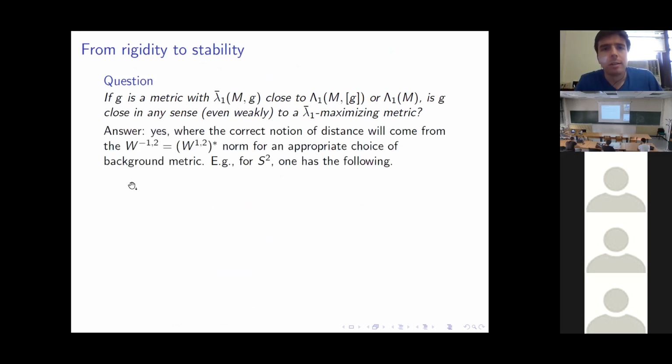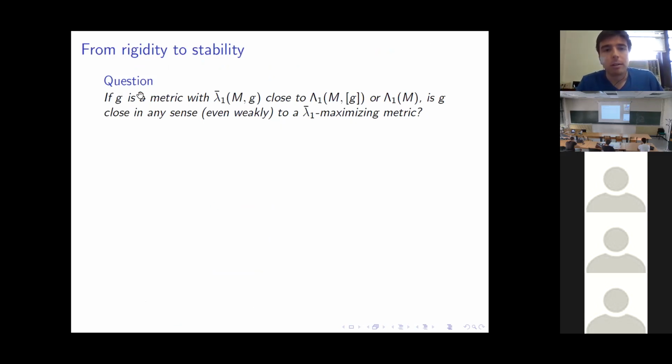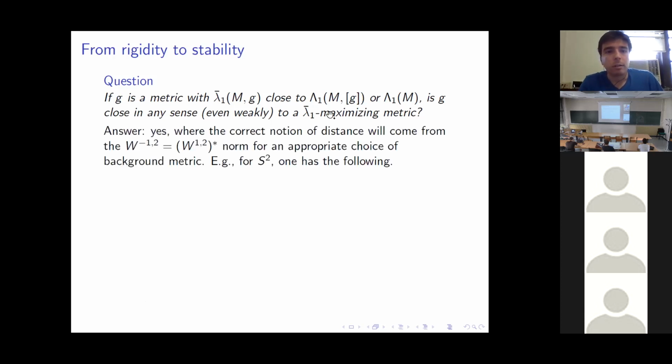So in this case, let's say we have a metric, or more generally one of these measures, for which the first eigenvalue is close to the conformal or the global maximum. Is there any nice sense in which we can say that we're close to the maximizing metric, right? Okay. And so we do get a positive answer. We find that the correct notion of distance comes from the W^{-1,2} norm, in other words, the W^{1,2} dual norm on the space of measures for an appropriate choice of background.